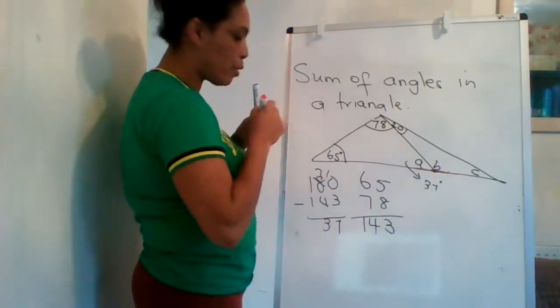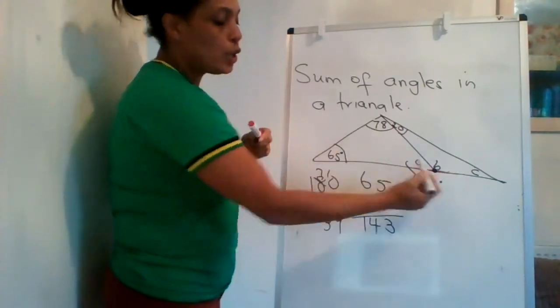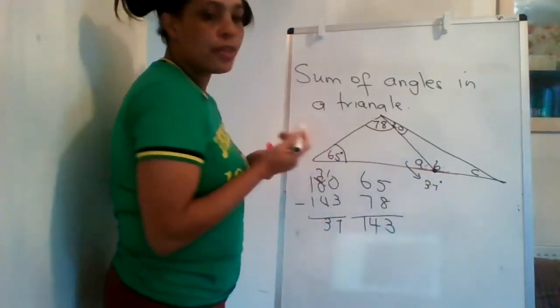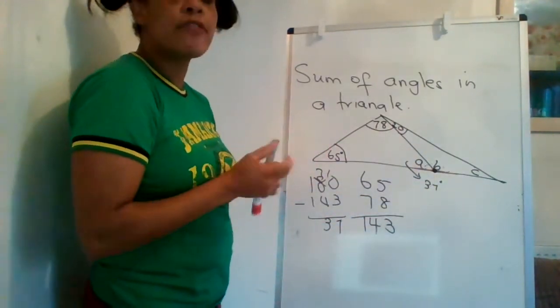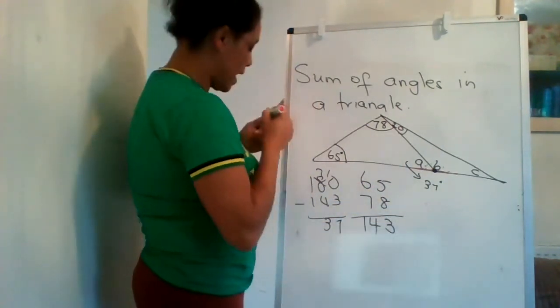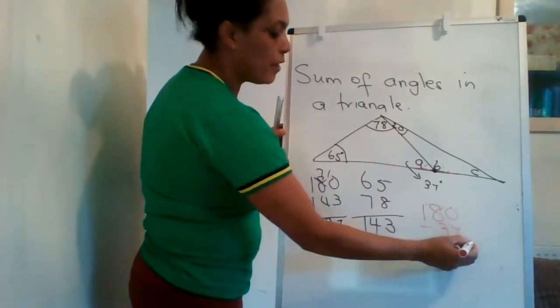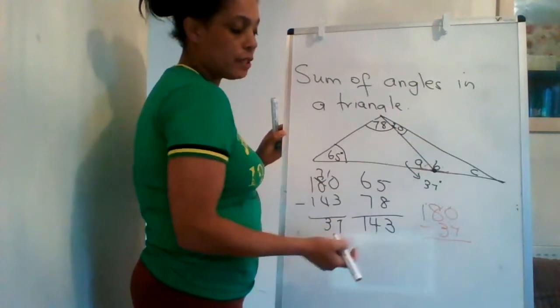This being our turning point, so let's put our turning point there. Here we have a straight line. So that angle and that angle together on the straight line is going to give 180 degrees. So here we have 180, take away 37 to give our answer for B.